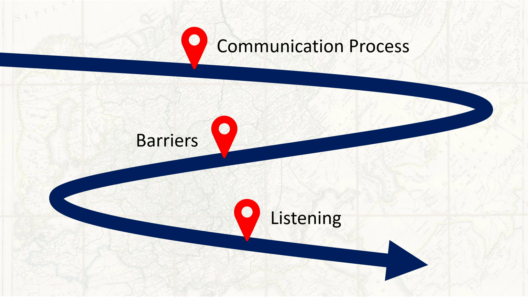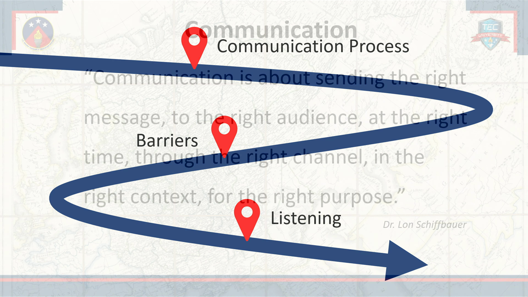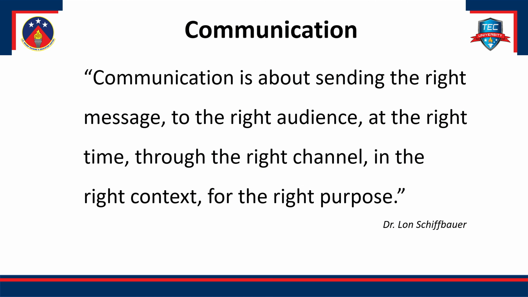We're going to get into the communication process and the different things that you need to do to make sure that you're communicating properly. We'll talk about some of the barriers to communication and how to alleviate those barriers. And then lastly, we'll talk about listening and how effective listening is part of the communication process. So Dr. Schiffbauer said, basically, communication is about sending the right message to the right audience at the right time, through the right channel, in the right context, for the right purpose. So we're going to break this down piece by piece and talk about it individually.